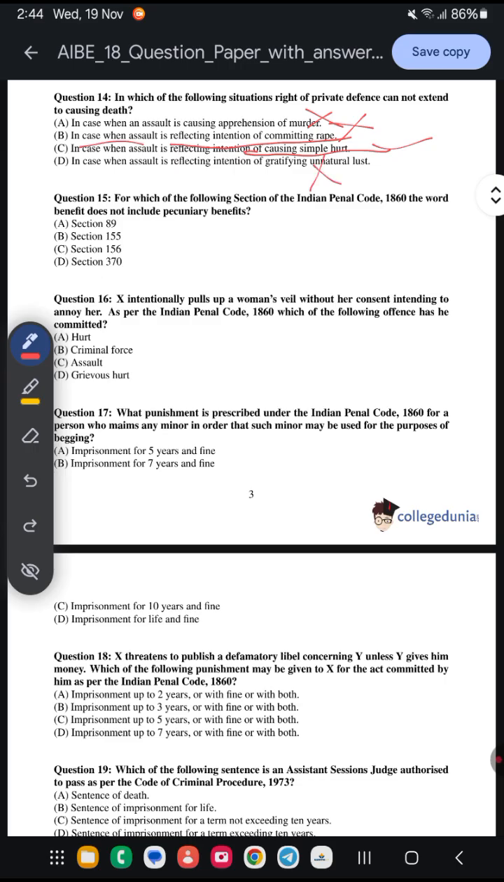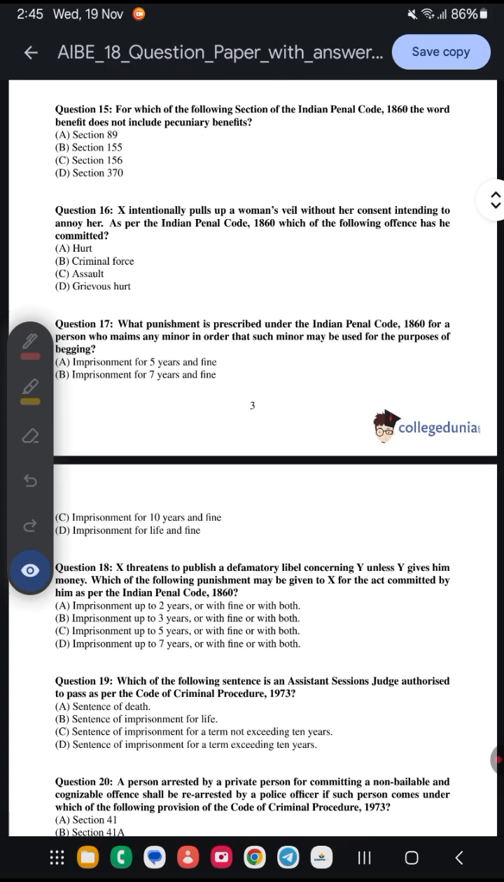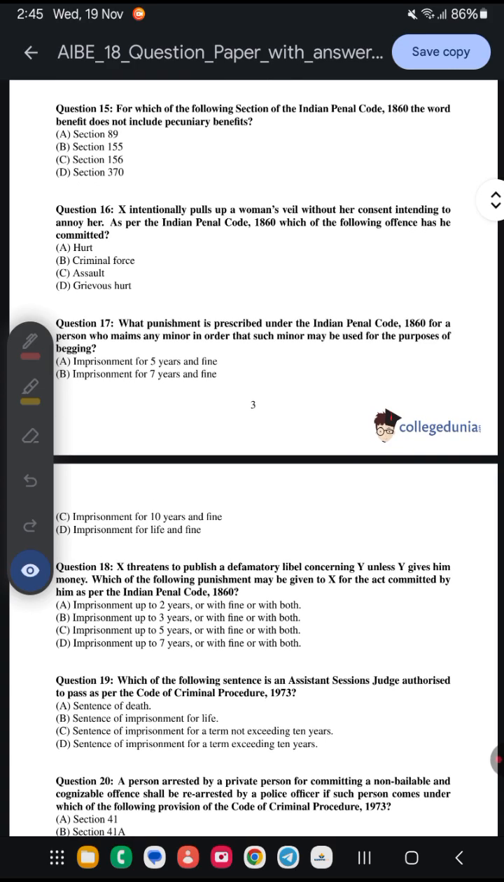The right of private defense extends to causing death only where there is a reasonable apprehension of death or grievous hurt, rape, unnatural lust, kidnapping and wrongful confinement. So an intention to cause simple hurt does not come under this private defense. So you should read the question carefully. Simply, if you want to understand, only in case of any serious harm will this right of private defense to cause death apply.